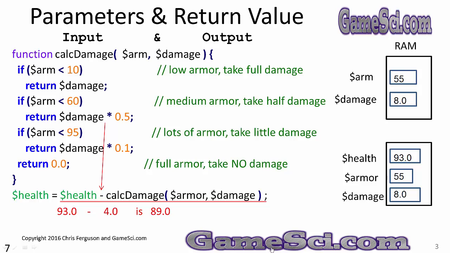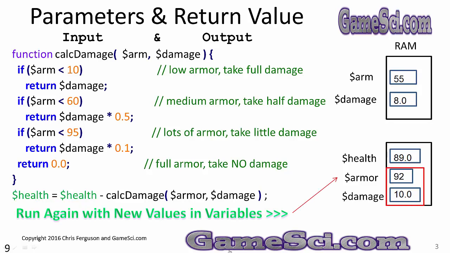What happens to that 89? Well, it turns around and gets assigned to the health variable. You can see the health variable over here on the right in the red box has updated to 89. Are you seeing what this function is doing? If I have no armor and I take a shot that would cause 8 points of damage, it should cause 8 points of damage. If I have medium armor, it should take half damage. If I have full armor, it should take no damage.